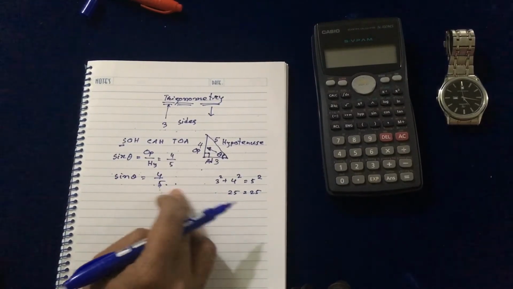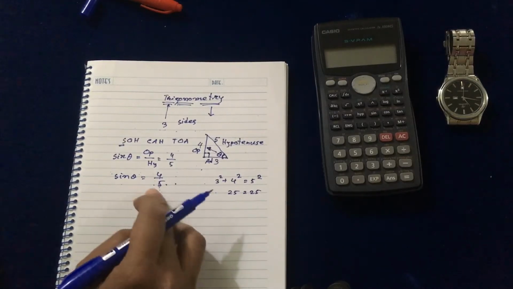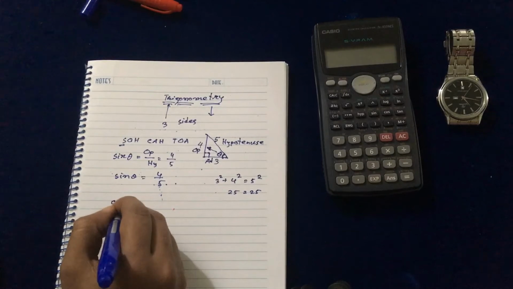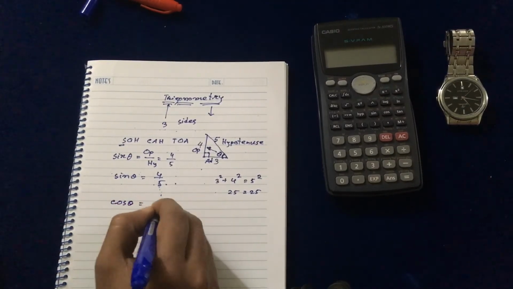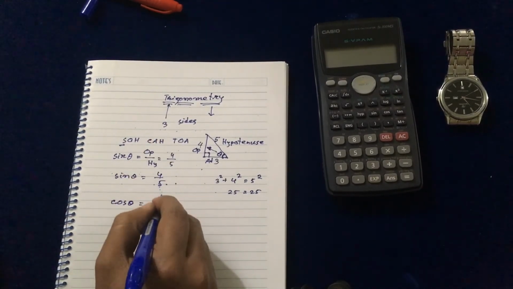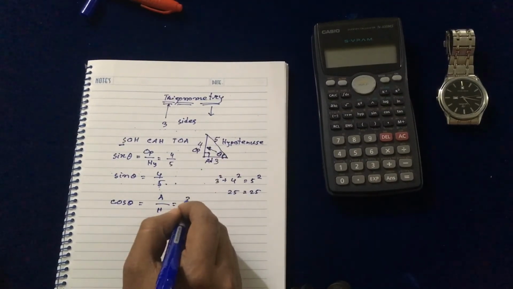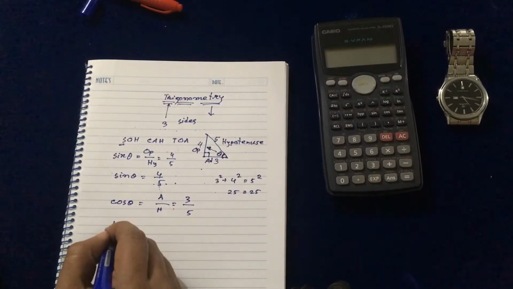If you want, you can actually find out the value of angle theta equal to sin inverse 4 by 5, then you get the other things. Then cos theta will be what? So cos theta is adjacent divided by hypotenuse. Adjacent is 3, hypotenuse is 5, so this is how we get it.